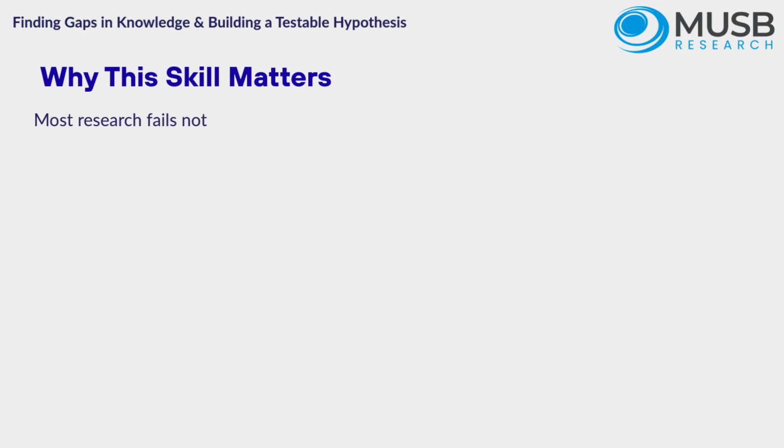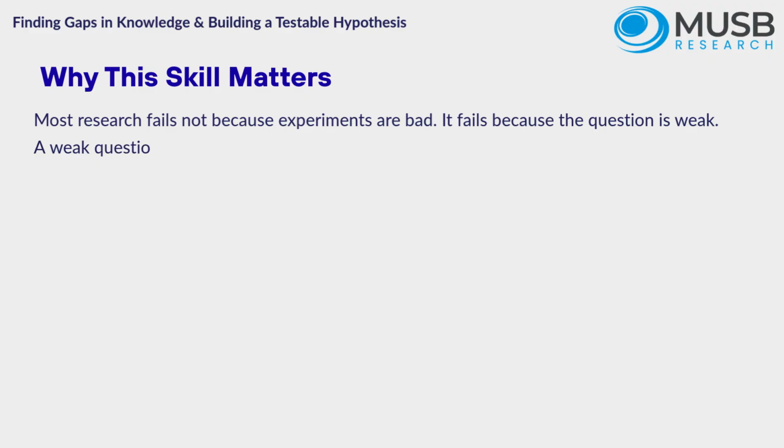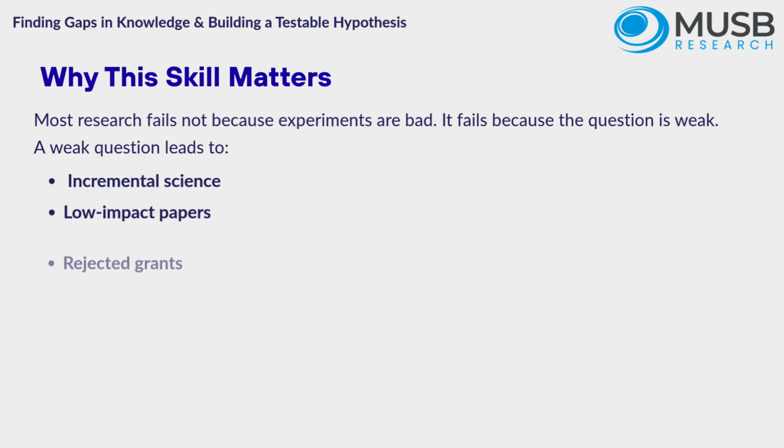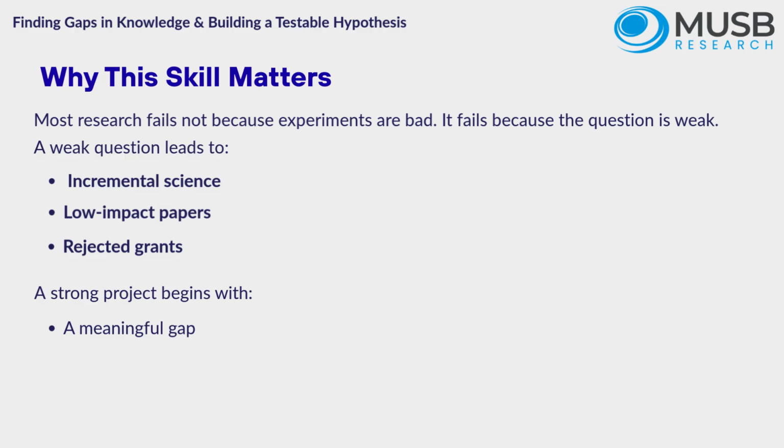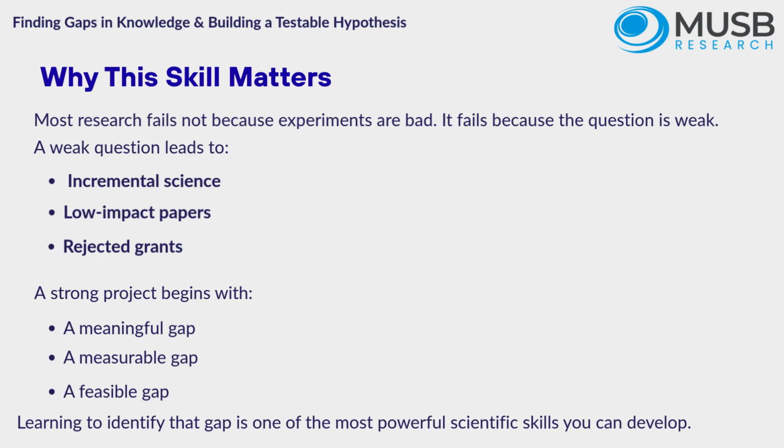Most research projects fail not because experiments are poorly executed, but because the question was weak. A weak question leads to incremental science, low-impact papers, rejected grants. A strong project begins with a meaningful gap, a measurable gap, a feasible gap. Learning to identify that gap is one of the most powerful scientific skills you can develop.